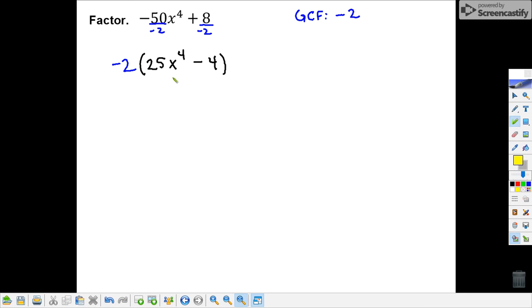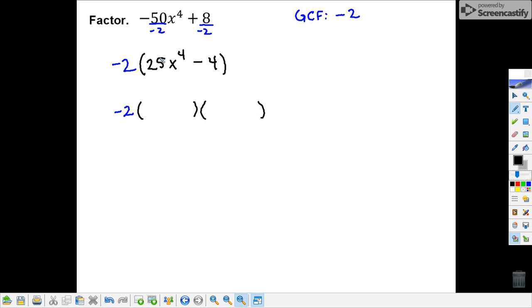Now, from the last problem, we know that 25 and 4 are perfect squares, so we're good there. So the only other pieces I need to check is the exponent. The exponent is even, so that's good. And then also we need to make sure that we're subtracting. And we are good there too. So when I factor this, that negative 2 should stay in front, that greatest common factor.